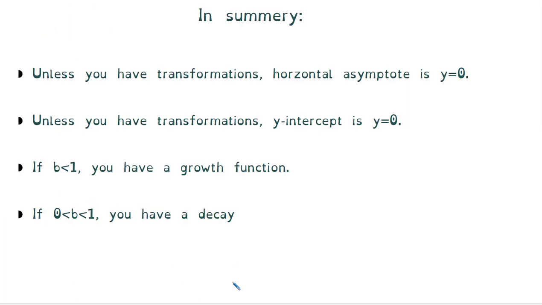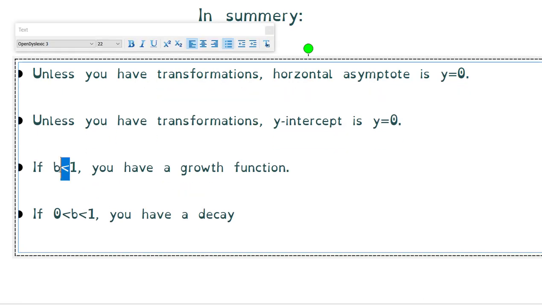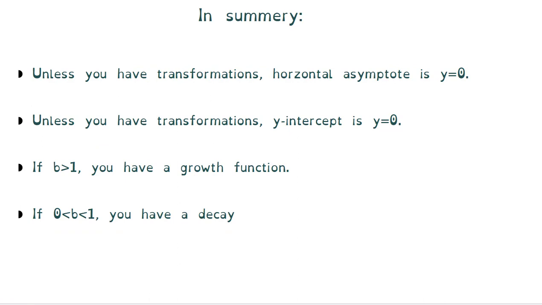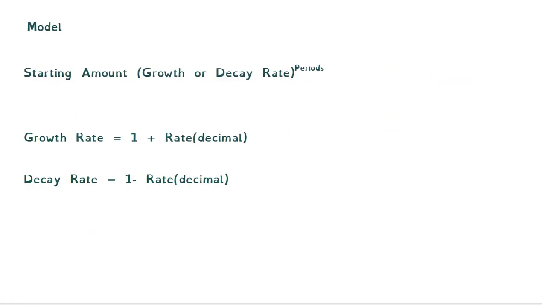So in summary, if there's no transformations, your horizontal asymptote is y equals 0. And if there's no transformations, your y-intercept is (0, 1). If b is greater than 1, you have a growth function. I put it backwards there. If b is between 0 and 1, you have a decay. B can never be negative.